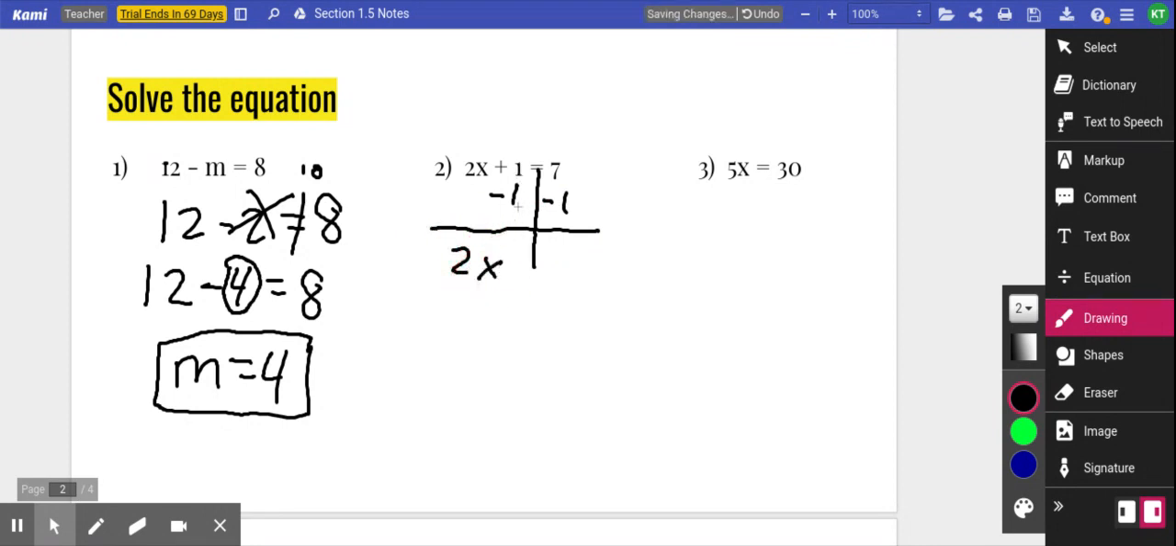1 minus 1 is 0, so that cancels out. And as long as I do it on the other side, it should stay equal, right? 7 minus 1 is 6. So now I have 2 times x equals 6. The inverse of multiplication is division. So if I divide both sides by 2, it should stay equal, and I get x equals 3.